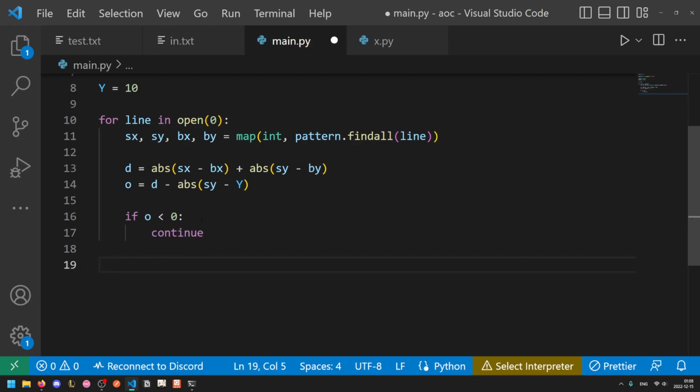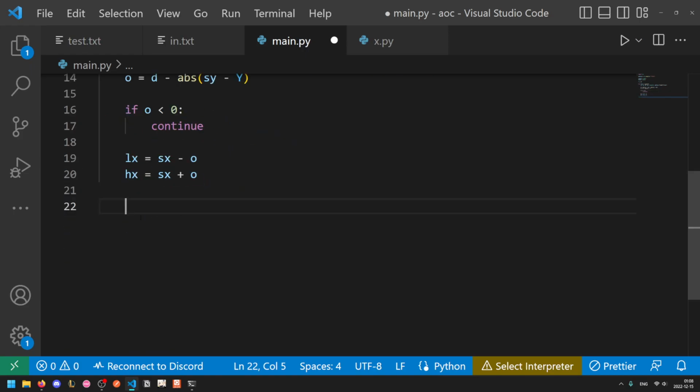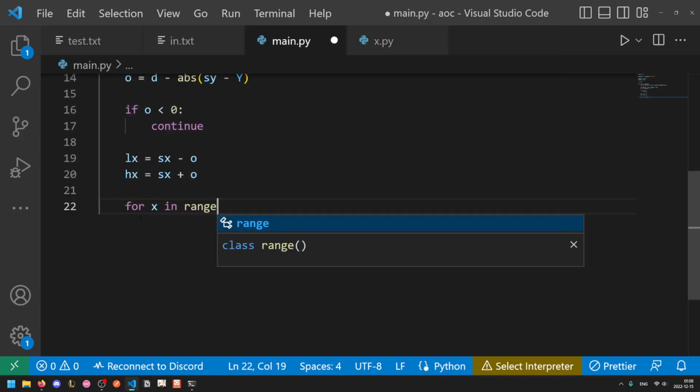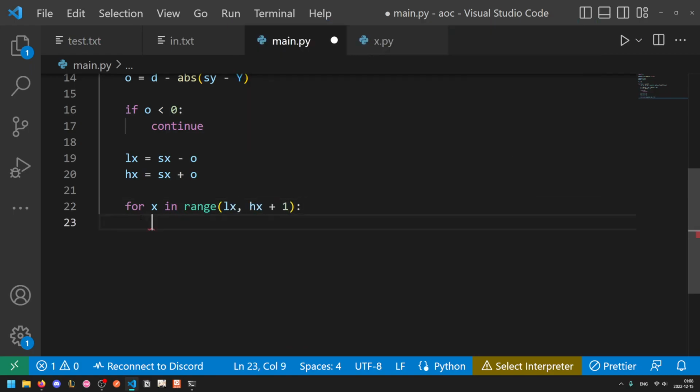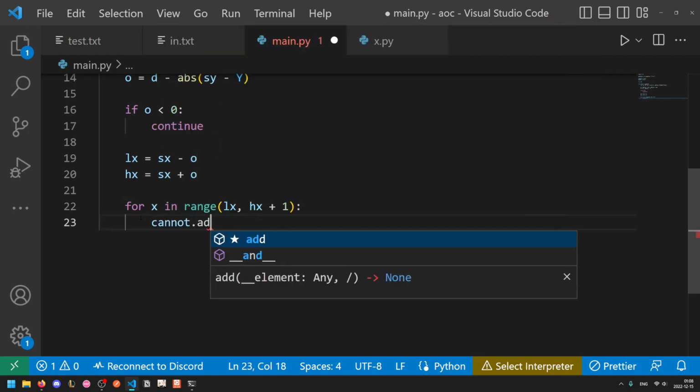So the not smart method is going to be to just loop through all of the indices within this range. So low x equals x minus O and high x equals x plus O. That should be sensor x. So this defines the boundary range in which no other beacons can be. So now we can just do for x in range from low x up to high x inclusive, cannot.add x.